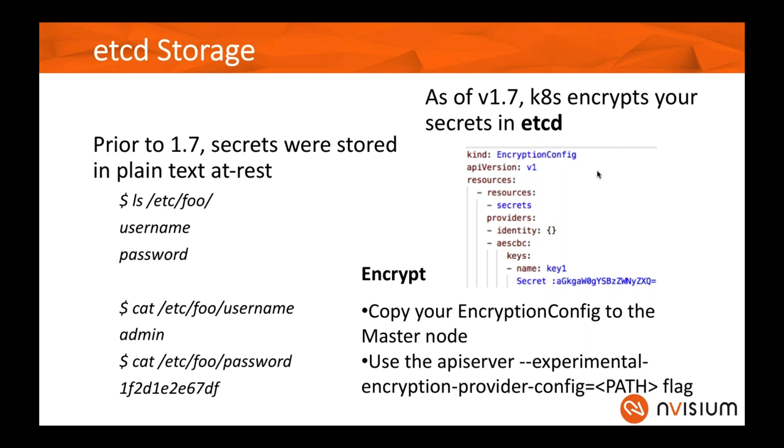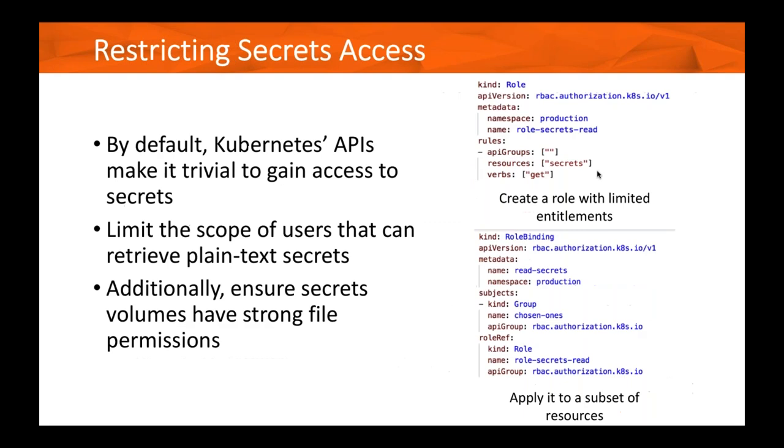With 1.7 and above, you do have the ability to encrypt things at rest. You can do that at the API server by enabling the experimental encryption provider config flag. But the one thing there is that the key is stored in plain text on that server. So you do want to make sure that you get rid of that plain text key, which is just base64, from your local system. Not perfect, but at the very least, you can get some level of encryption. We can also use role-based access control in addition to limit who can actually get secrets. So in this example, we're using a group and giving them the ability to get secrets and nothing else. They can't do anything else but get the secrets.